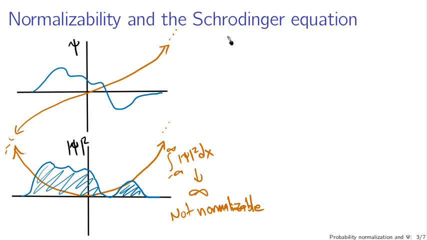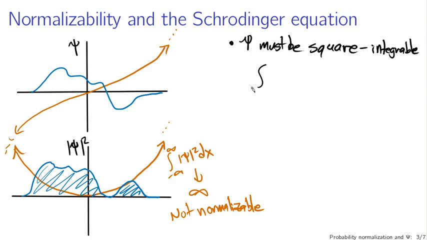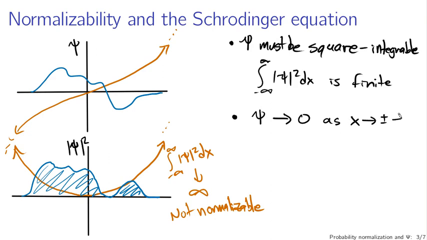In order for this to be possible, psi has to have this property, and the mathematical way of stating it is that psi must be square integrable. All this means is that the integral from minus infinity to infinity of the squared magnitude of psi is finite. You don't get zero, you don't get infinity. In order for this square integrability to hold, you need a slightly weaker condition, that psi goes to zero as x goes to either plus or minus infinity. It's not possible to have a function that stays non-zero or goes to infinity itself as x goes to infinity and still have things be integrable.